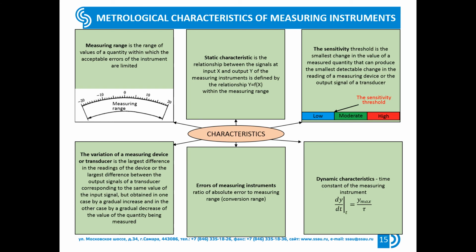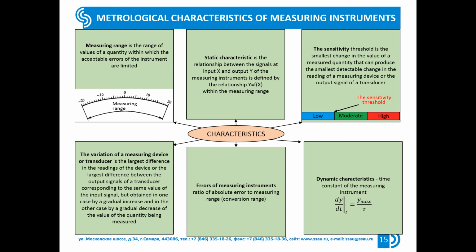For measuring transducers, the conversion range plays the same role as the measuring range, and for some varieties of measures, the nominal value of the quantities they reproduce. The calibration characteristic of a measuring instrument is the relationship between the input and output values of the instrument obtained experimentally. The calibration characteristic can be expressed in the form of a formula, graph, or table. The sensitivity threshold is the smallest change in the value of a measured quantity that can produce the smallest detectable change in the readings of a measuring device or the output signal of a transducer.